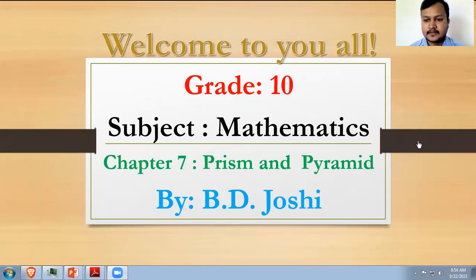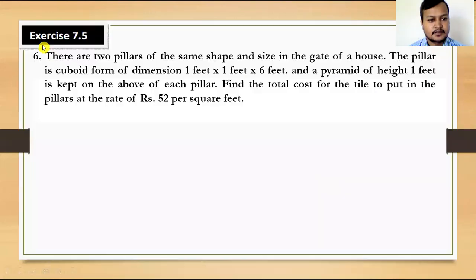So let's start from the same place where we left off yesterday. We were in exercise 7.5 and question number 6. There are two pillars of the same shape and size in the gate of a house. The pillar is a cuboid of dimension 1 feet by 1 feet by 6 feet, and a pyramid of height 1 feet is kept on top of each pillar. Find the total cost of tiles to put on the pillars at the rate of rupees 52 per square feet.